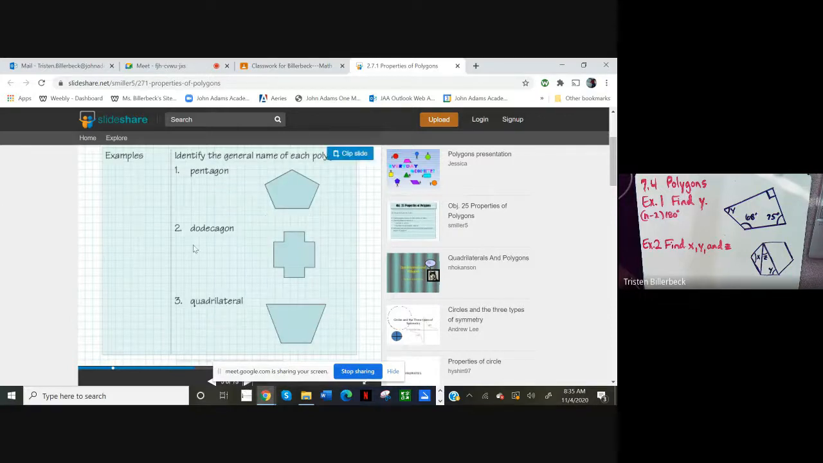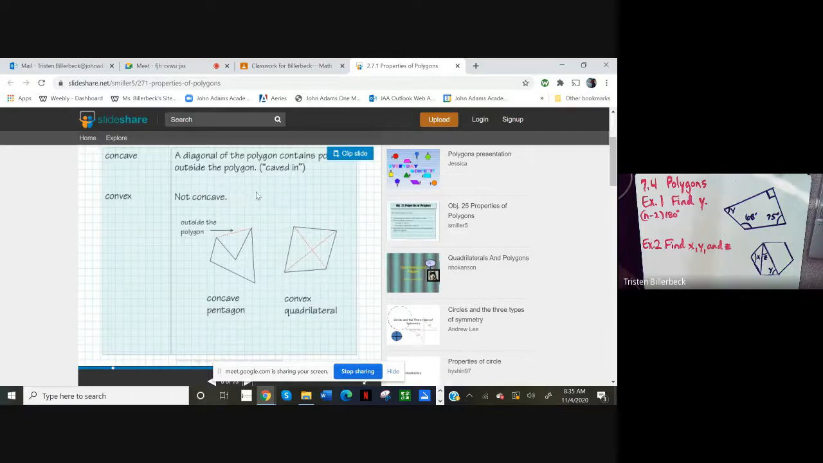Okay, so we want to name a few of these. This has got 1, 2, 3, 4, 5, so it's a pentagon, like the Pentagon in Washington. Here's a dodecagon, which means 12. So we count 1, 2, 3, 4, 5, 6, 7, 8, 9, 10, 11, 12 sides. And a quadrilateral means 4 sides: 1, 2, 3, 4.